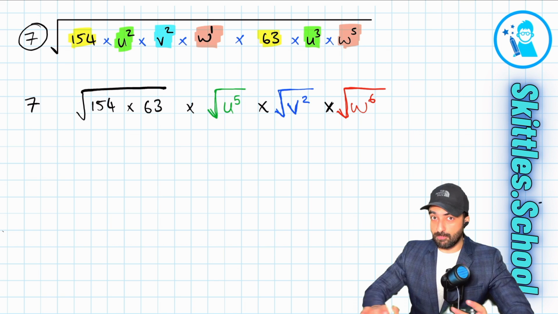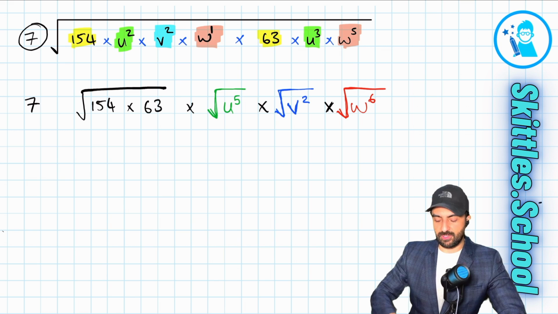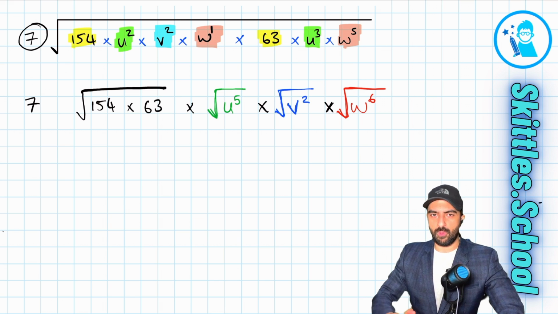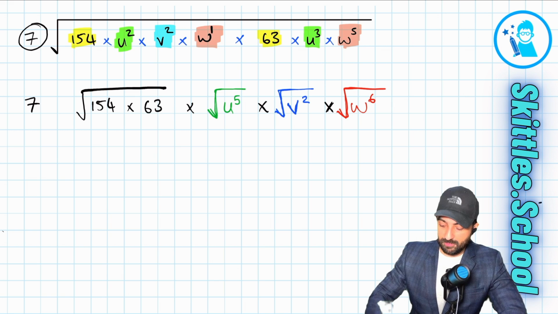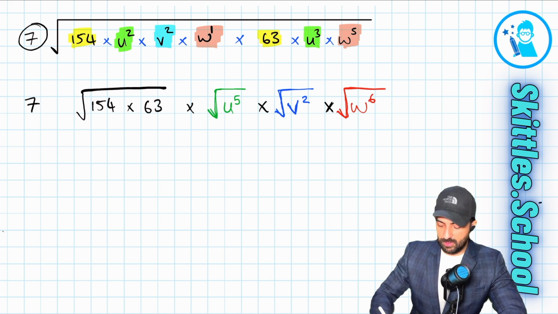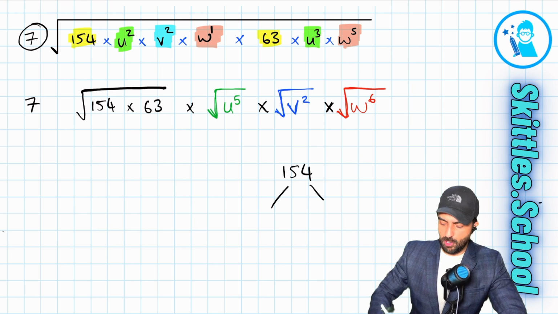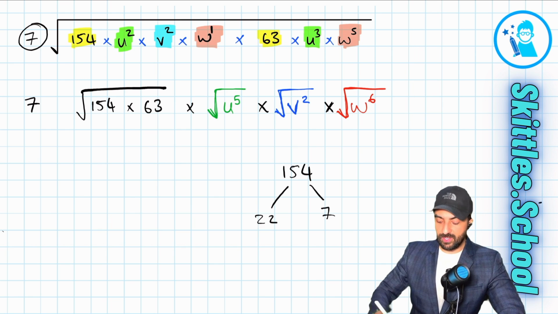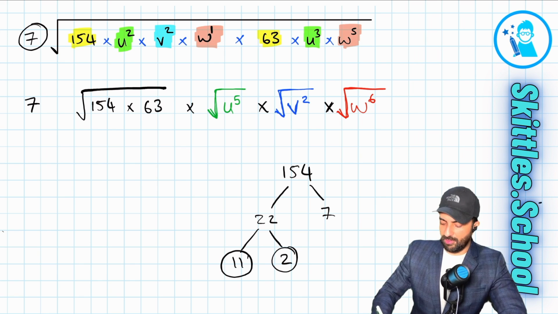Okay, so now we've broken it up into like terms. So now let's focus on just the numbers, 154 and 63. Now with those two, I'm going to break them up into their factors first. So let's take the number 154. Let's break 154 into its factors. So we'll write it here, 154. Let's break it down into its factors. I know that's 22 times 7. And the 22 we can break down into 11 times 2. So that is 11 times 2 times 7.